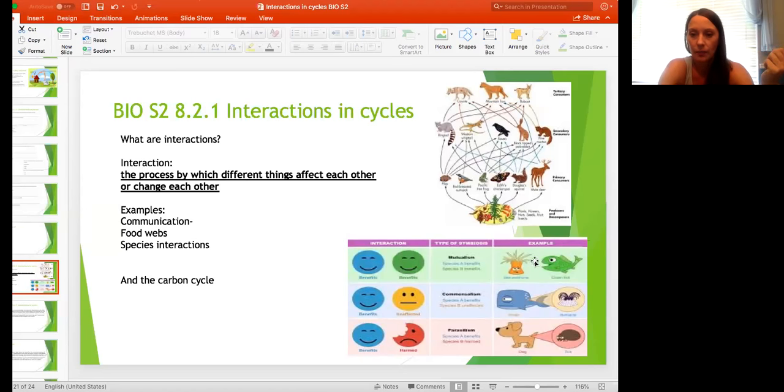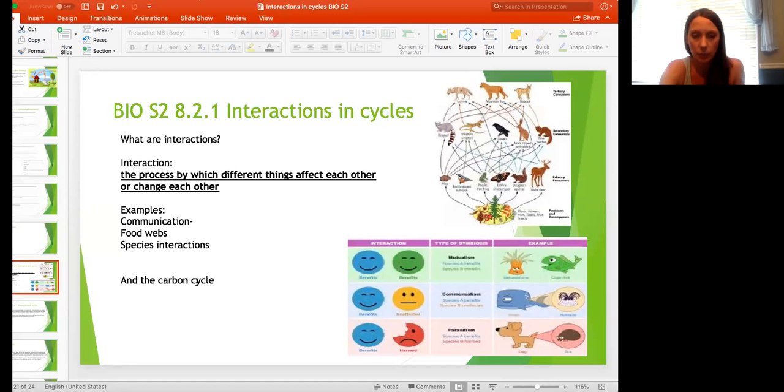Same thing with a sea anemone and a clownfish. You've probably all seen Finding Nemo. We talk about mutualism. Both of them rely on each other. The clownfish, of course, gets an environment, a place to live around that sea anemone, hidden from predators. And the clownfish is producing waste products that allow the sea anemone to get food. So different interactions here, again showing how everything is connected, right?